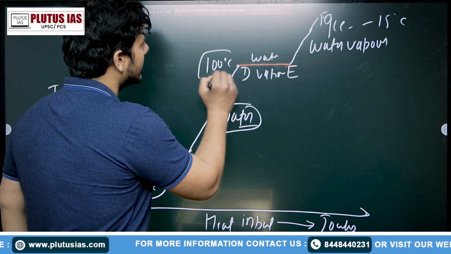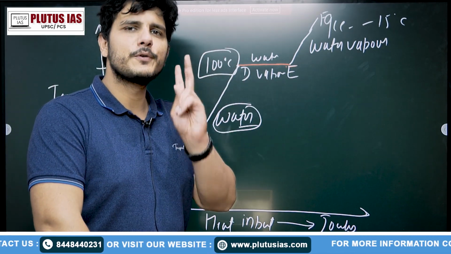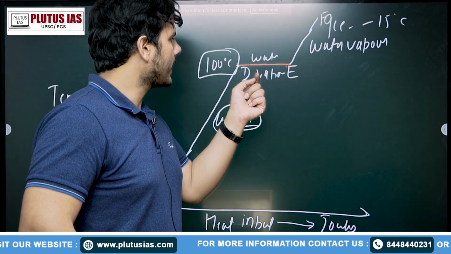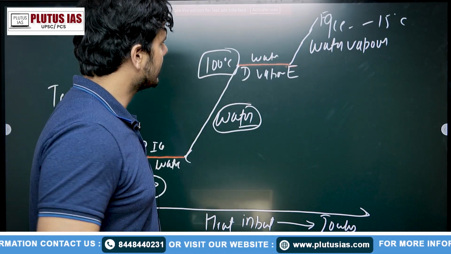But once it reaches 100 degrees C, what will happen here? Then we have two phases. One is your water and then vapor. Again it will show a stagnancy, so there is no linear relationship.